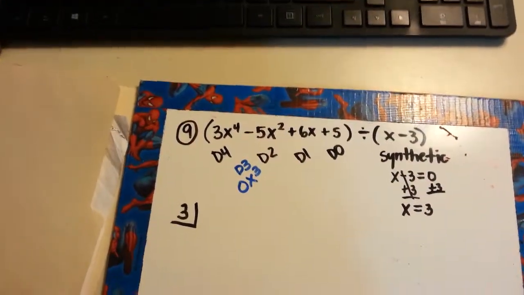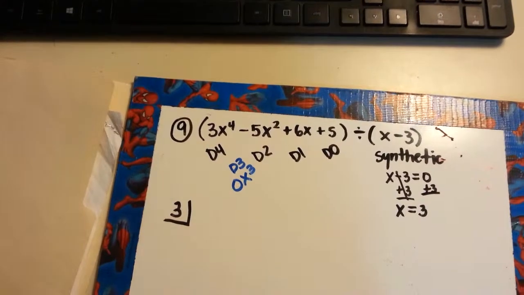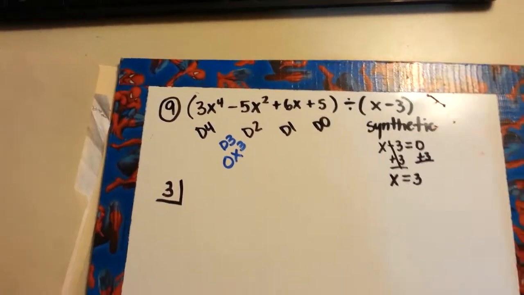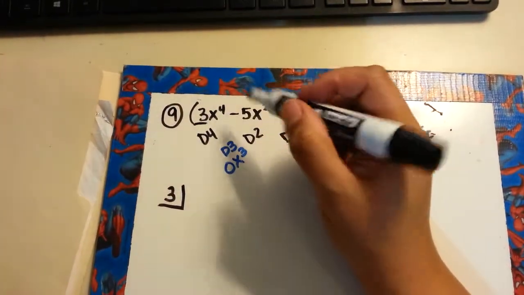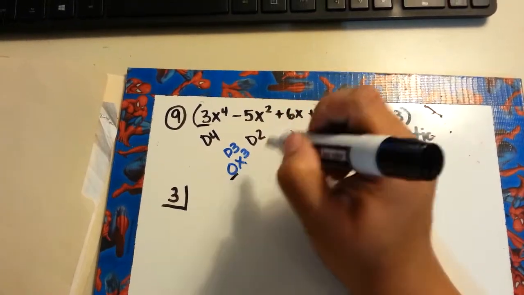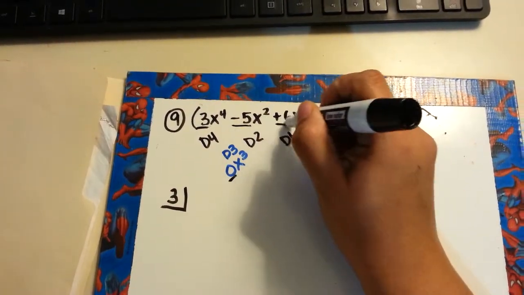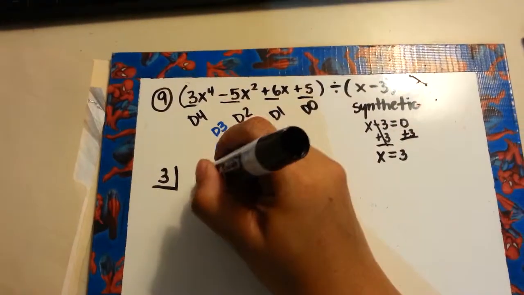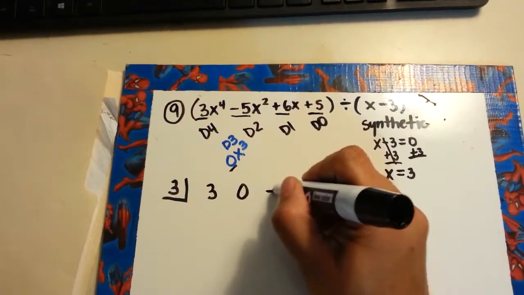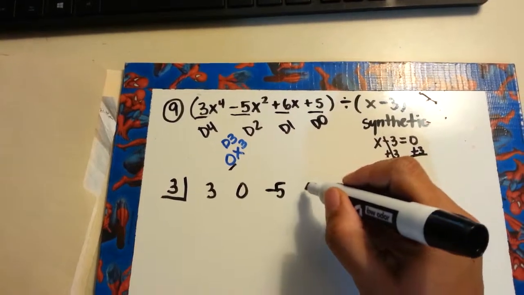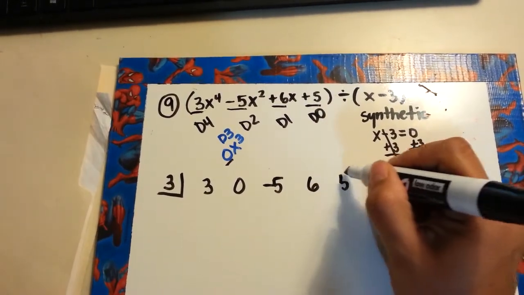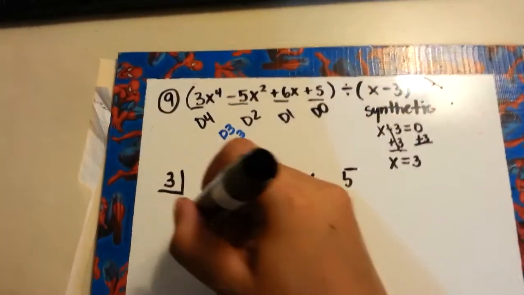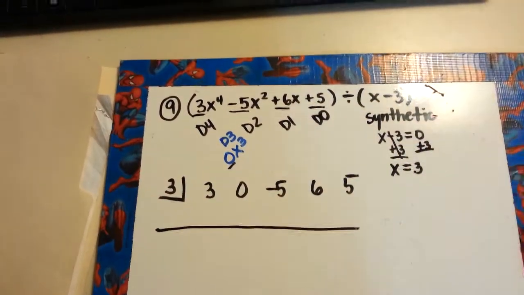I'm not going to rewrite it completely, but I'm going to remember that I have a placeholder for degree 3. So what are my coefficients? They are 3, 0, negative 5, 6, and 5. So I have 3, 0, negative 5, 6, and 5. And now I'm ready to do synthetic division.